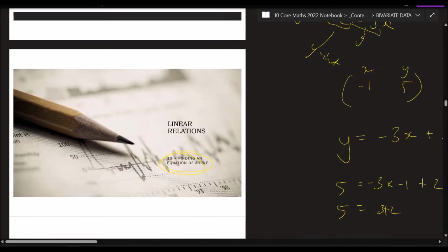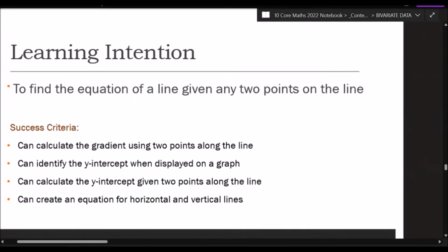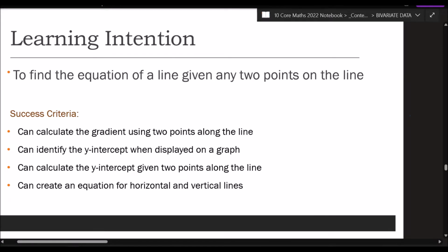Before we get straight into it, let's go through our learning intentions. All of this is something you've already done a little bit of if you've done the previous two chapters, 1D and 1F. If you haven't done 1D and 1F, I would highly recommend you do that before you start this, but listen to the tutorial for this one so you know what you need to do. What we need to be able to do today is find the equation.